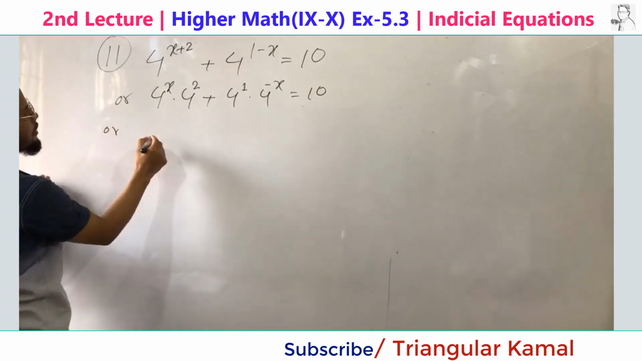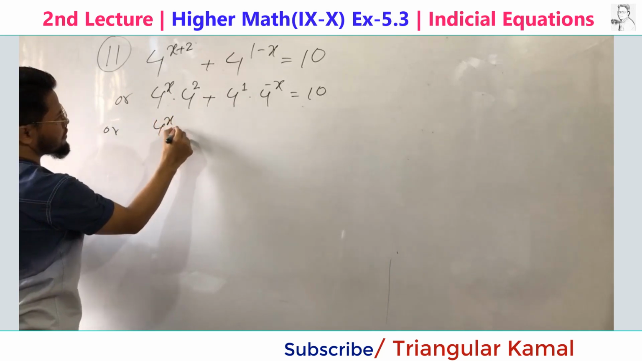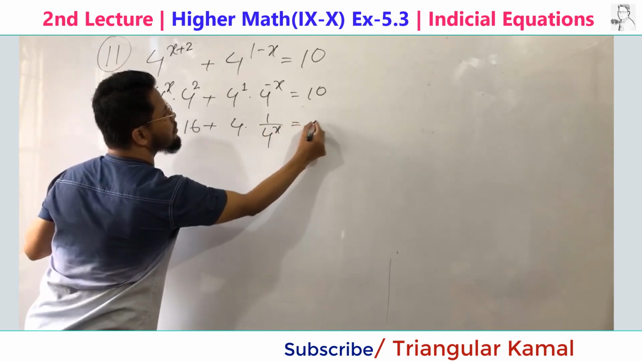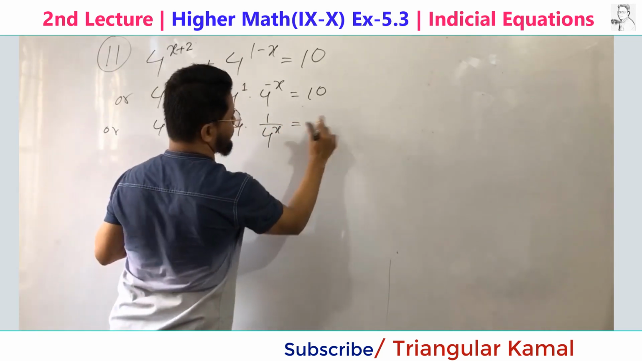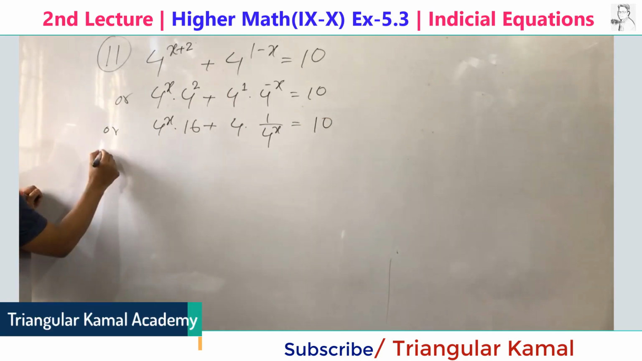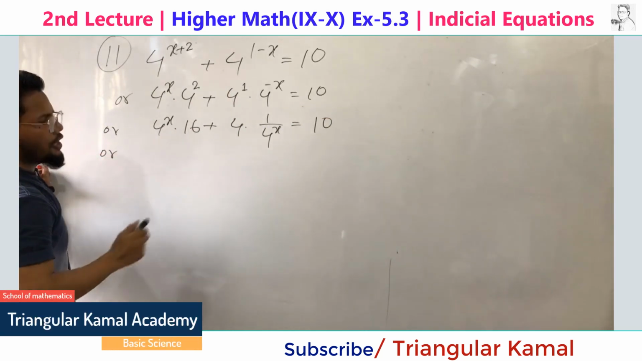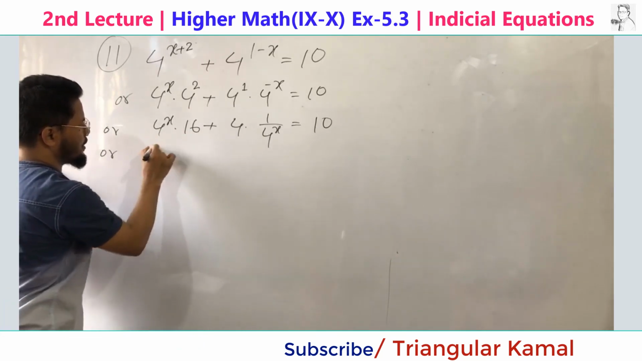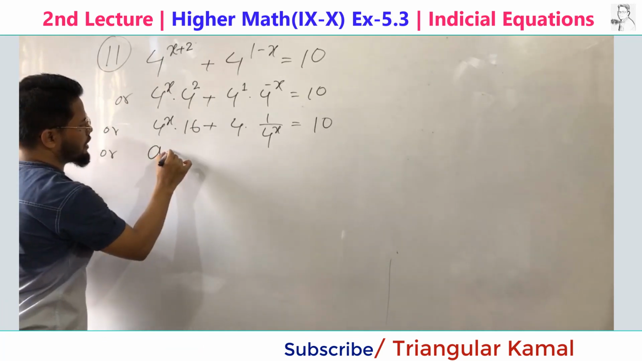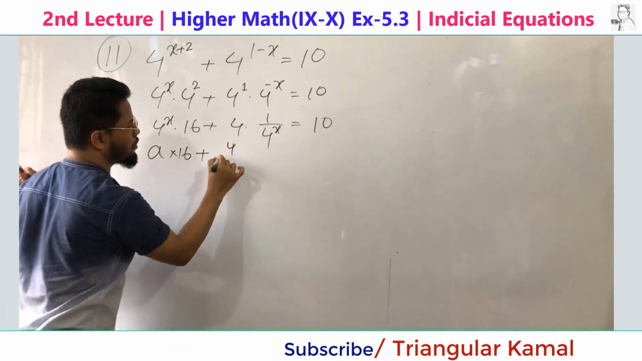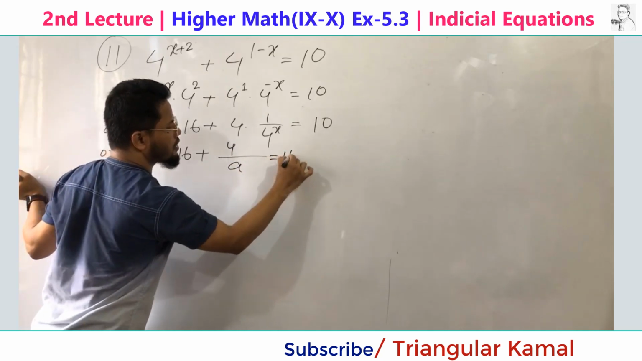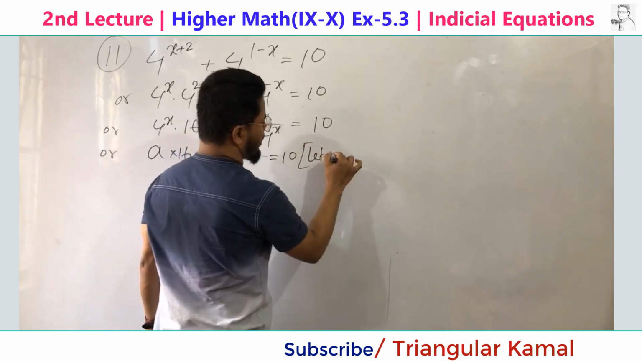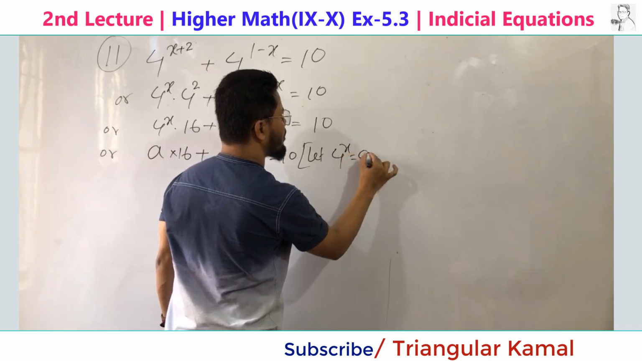Now here, 4 to the power x multiplied by 16 plus 4 multiplied by 1 by 4 to the power x equals 10. So dear student, already we said these are both the same. You can use 4 to the power x considering it as a. So this will be a multiplied with 16 plus 4 divided by a equals 10. So as in the previous one, let 4 to the power x equal a.